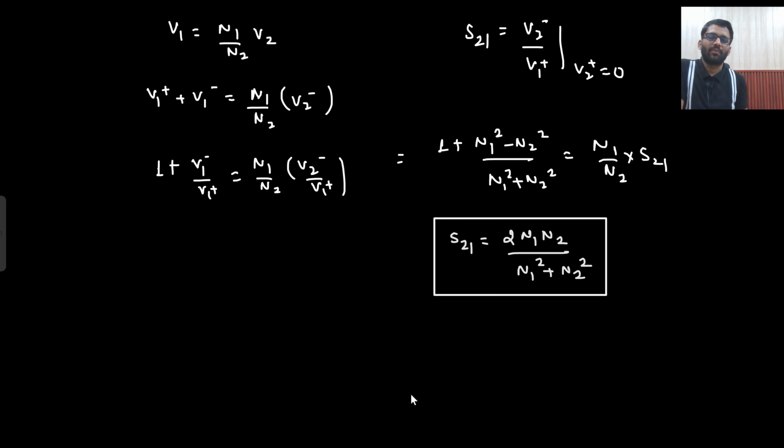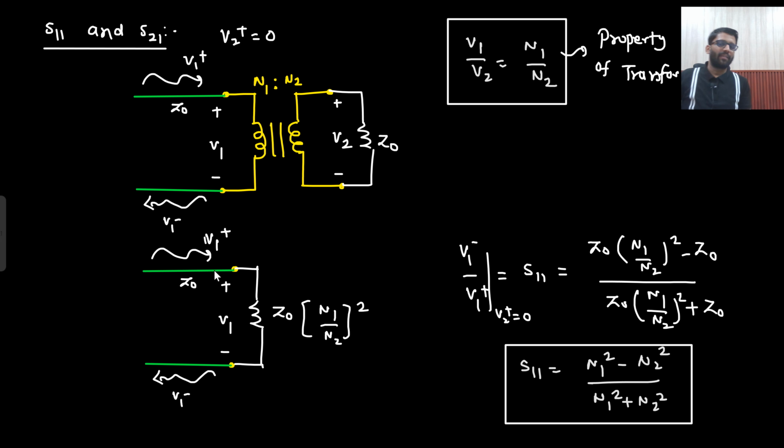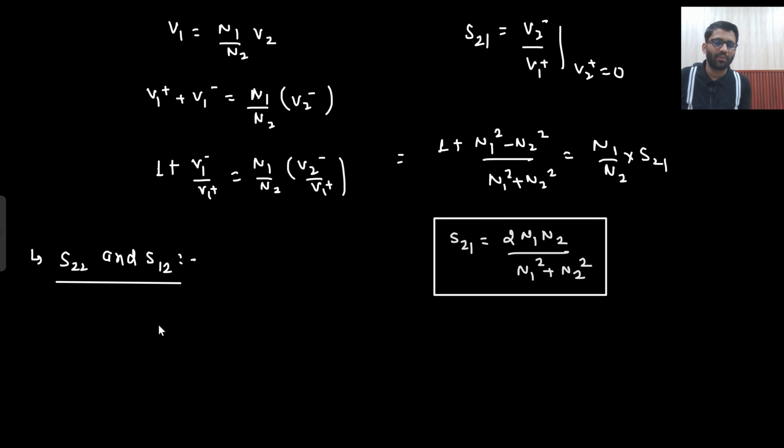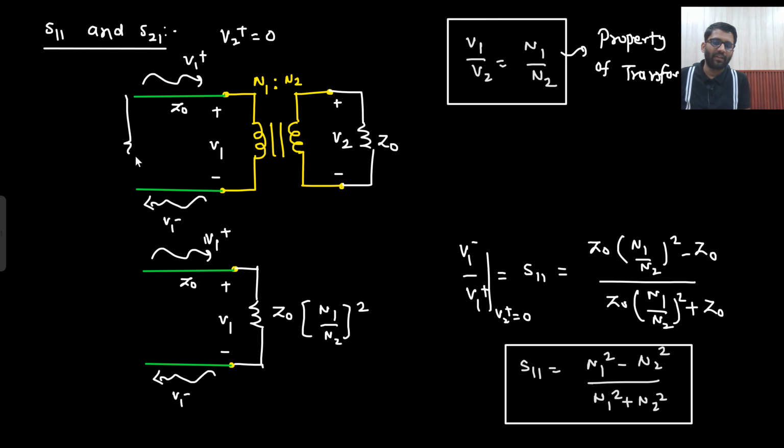Okay. Now the third task. What do I need to find now? S22 and S12. So for that, what am I going to do? I'm not going to make the complete diagram. I'm going to replace this with Z0 because I need V1 plus equal to 0. If V1 plus is 0, then that is acting as a reflected wave only.